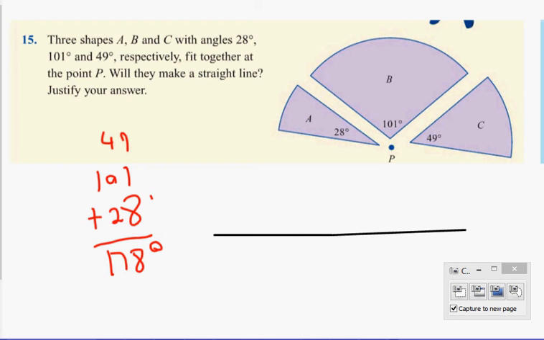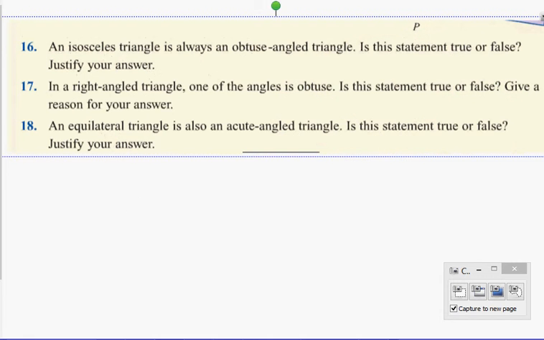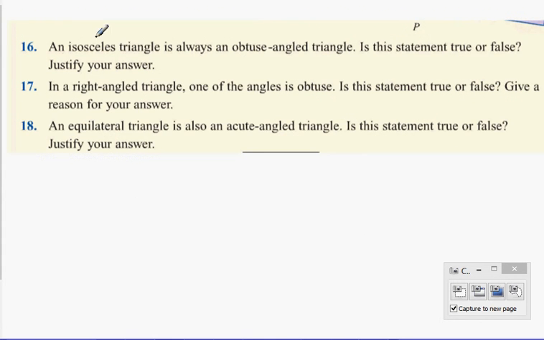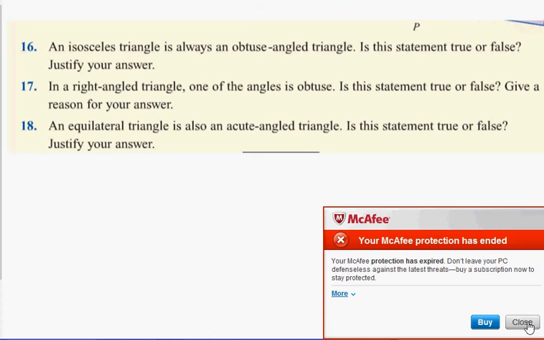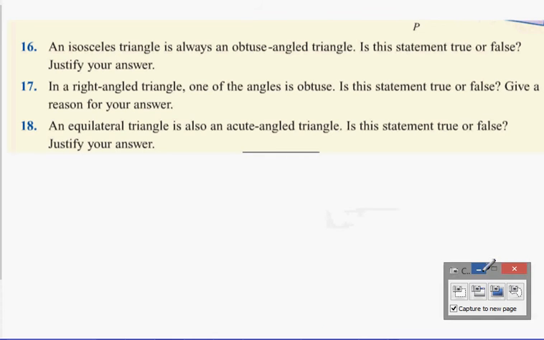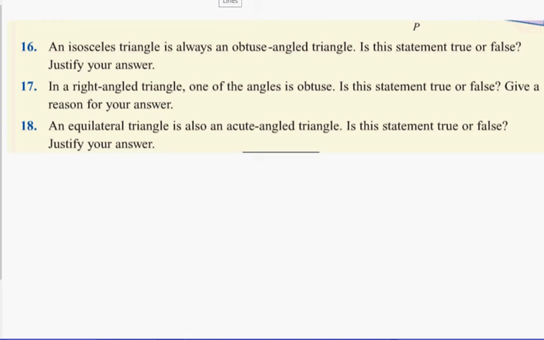Now that one's done. We're on to number 16, okay? In an isosceles triangle, there is always an obtuse angle. Is this statement true or false? What does an isosceles triangle mean? 2 sides are the same. There is always. So basically, can you think of a triangle that is isosceles but doesn't contain an obtuse angle?